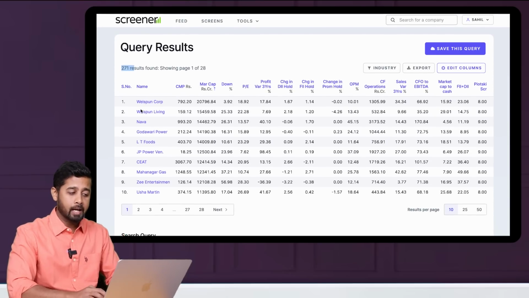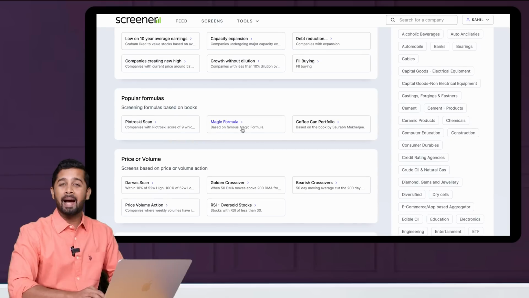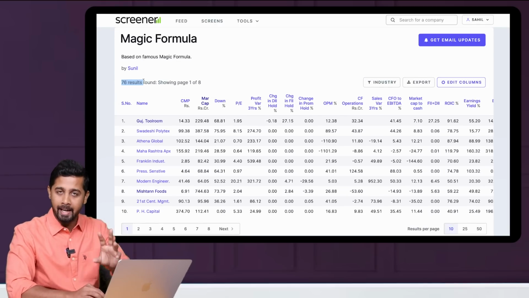So here you have names like Welspun Corporation, Welspun Living, Nava, Godavari Power, LT Food, JP Power, and likewise. Next screen that I look at is the magic formula. Now what is that? Here you have got only 76 results, so the criteria is quite strict.